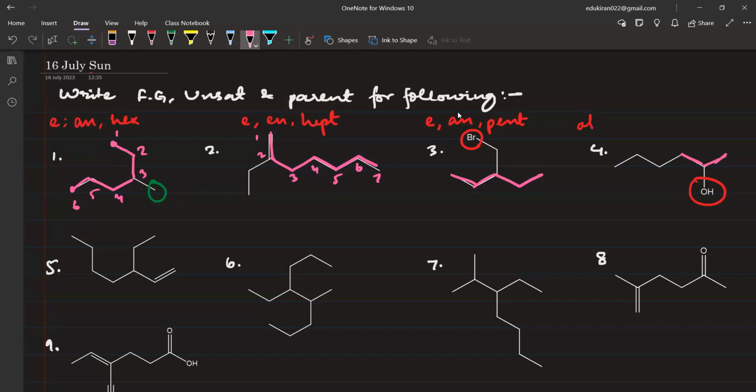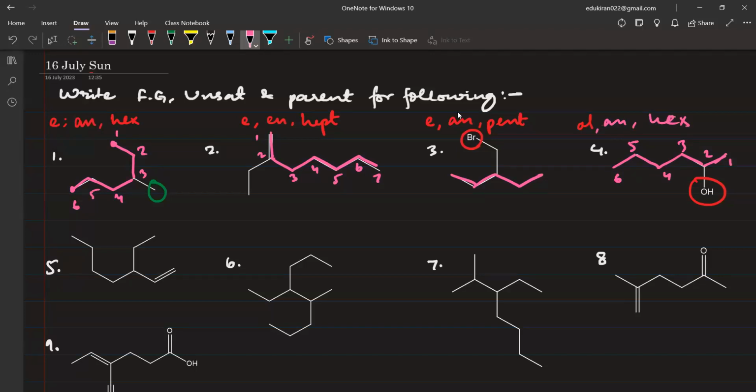1, 2, 3, 4, 5, 6. You don't have to stop. Why are you stopping? Okay, Mariam Khatun, you got this? Okay. So it goes from end to end, exactly from terminal to terminal. In the fifth carbon atom we have ol, and this will be an, and here it will be hex.